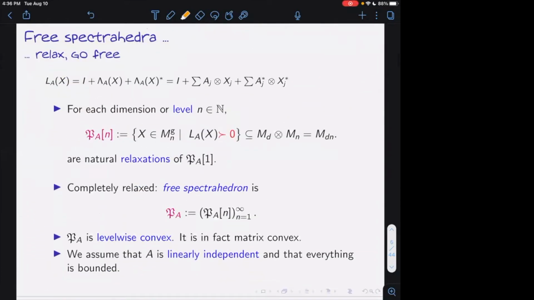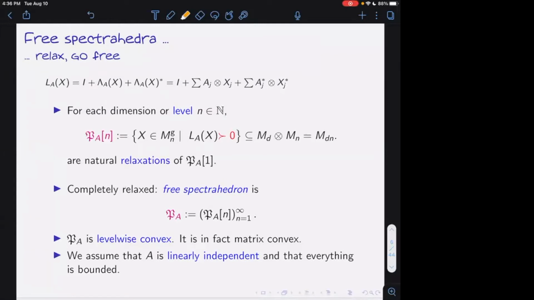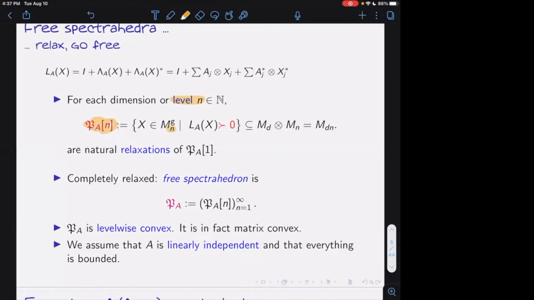And then what we'll be interested in is not what happens at the scalar level, but what happens across all levels. What I mean by a level is, say, a dimension. I'm going to call it level n. That's where we're going to look at G-tuples of n by n matrices, and then substitute and look where that's positive definite. We'll call that P, for positivity, the positivity domain determined by this tuple A at level n. Those you could think of as relaxations of spectrahedra, maybe a free relaxation.